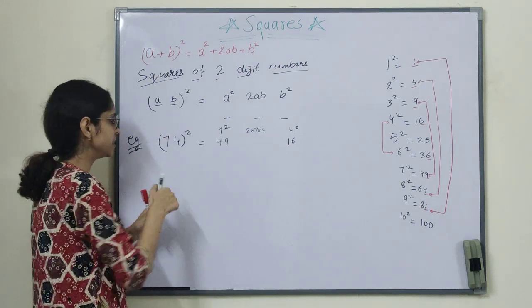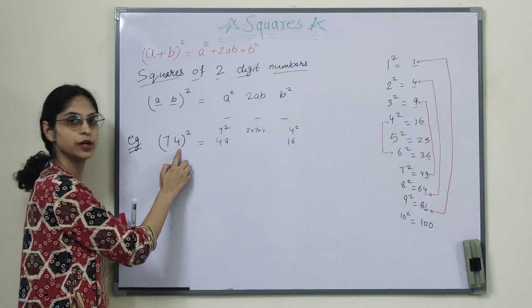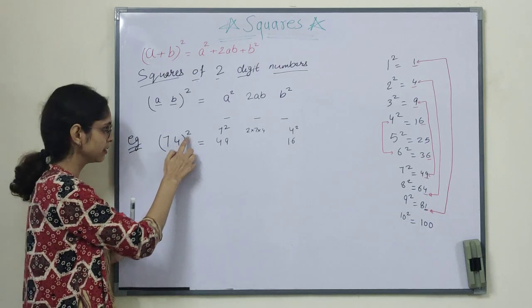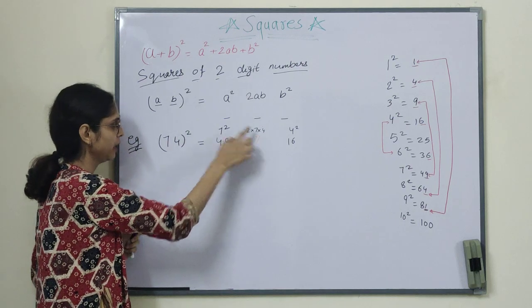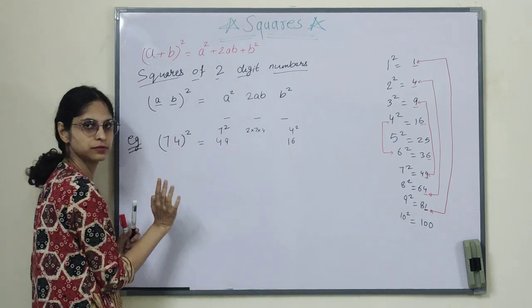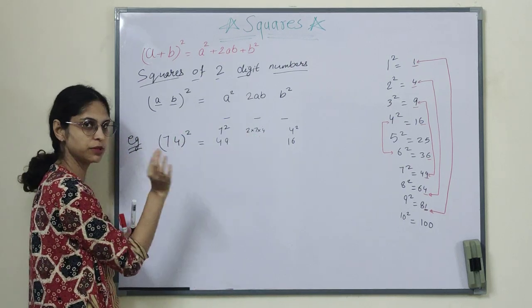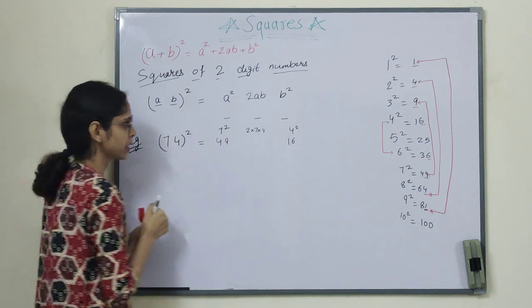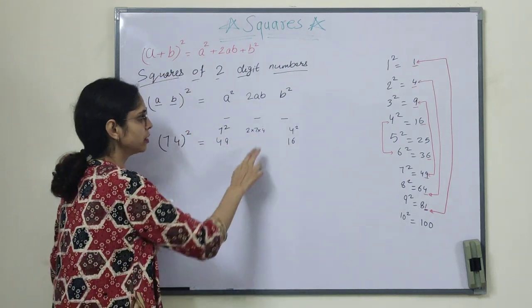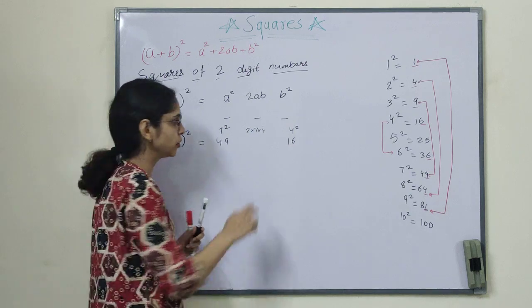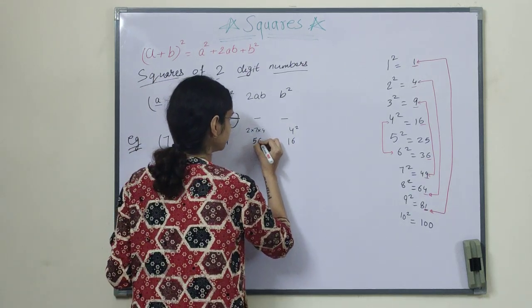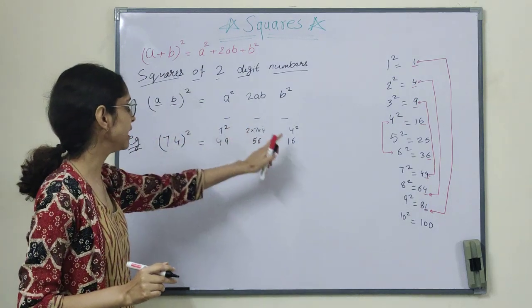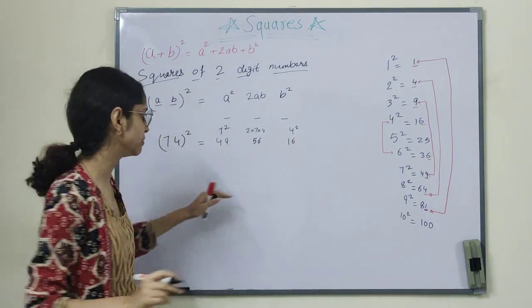Got it? So first write the square of the unit place, the ones place, then multiply all three numbers together, 2, 4 and 7, and then write 7 square, the tens place. Whatever number is on tens place, write that square. Now 2 times 7 times 4, 7 times 4 is 28, 28 times 2 is 56. Write 56 over here. Now we have assigned one digit for each one of them.